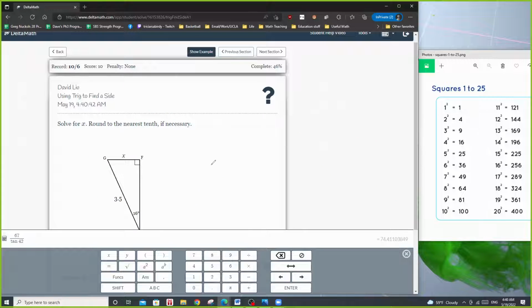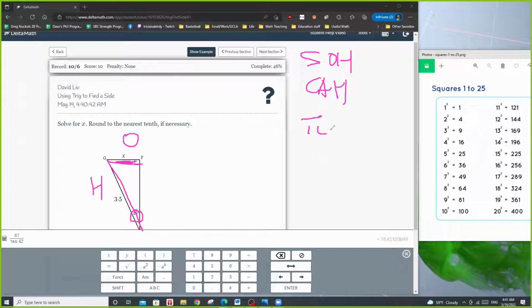Okay, first, which sides do we have? Here's our angle. This is a hypotenuse. We can write an h. And this is the side that's not touching it, okay? So this is the opposite side. Let's write out our mnemonic again. So, SOH CAH TOA, right? The one we use is SOH. So it's sine. So it'll be sine of 16 is equal to opposite x over 3.5.